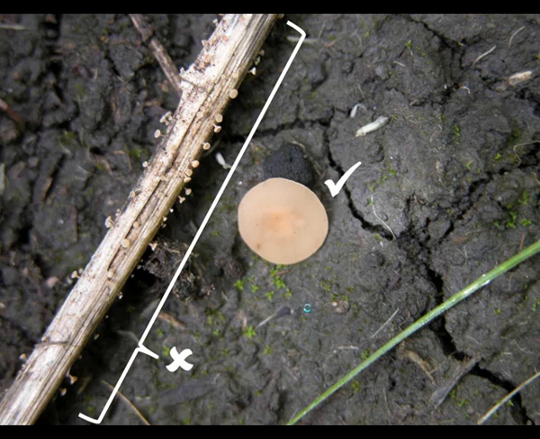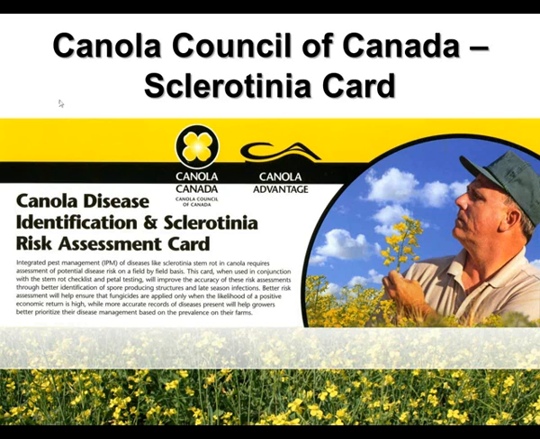Now, one of the other very useful tools that is out there is the Canola Council Sclerotinia card, and it's very useful in terms of identifying Sclerotinia as well as the apothecia, and it also has, I think, the checklist as far as assessing risk. So if you don't have one of these, certainly get a hold of one.